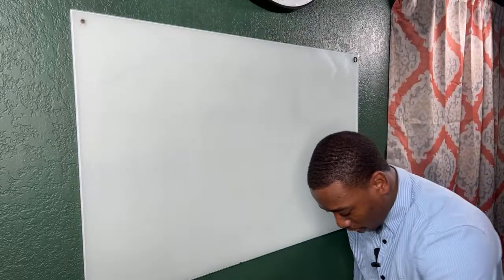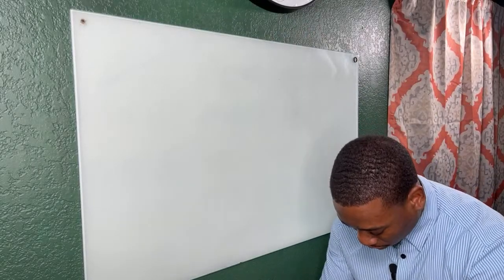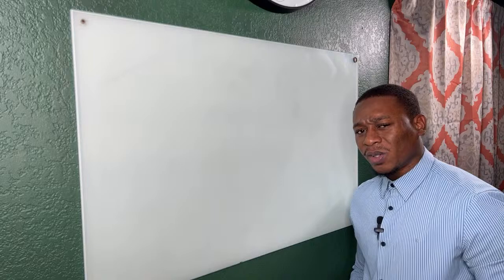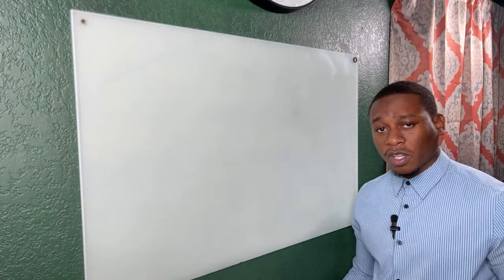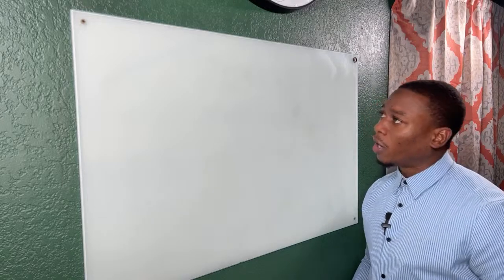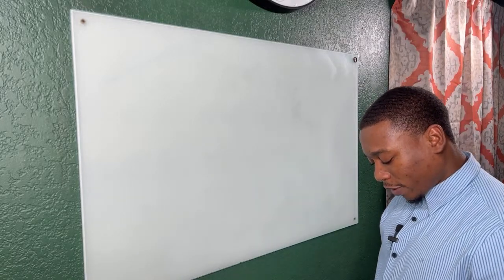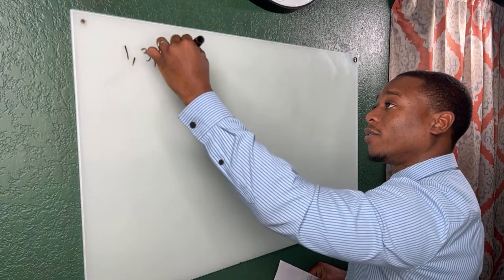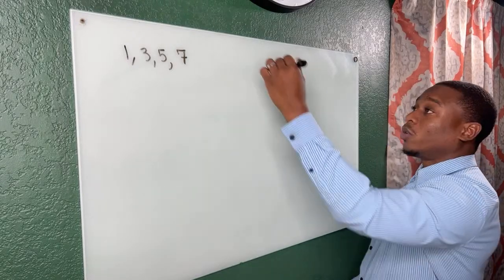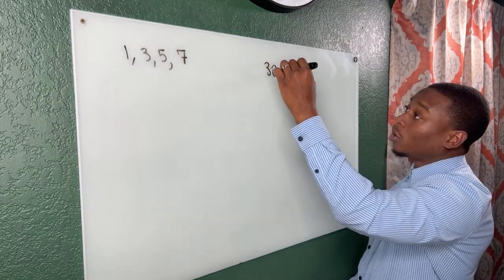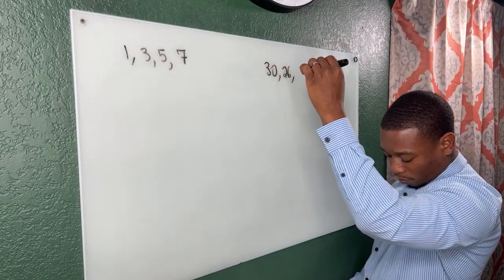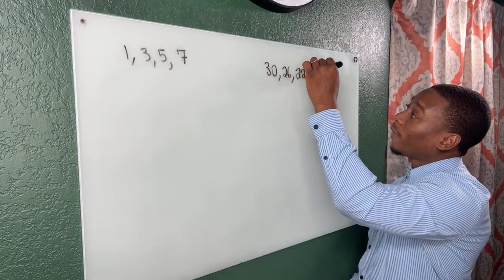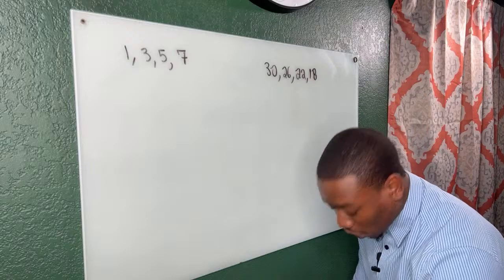All right, so the next problem, they gave us basically a sequence, and they want us to find a specific term. And we're going to be doing a lot more videos on arithmetic sequences and geometric sequences coming up in the later part of February. So let's be on the lookout for that. So let's say they gave us these two sequences, 1, 3, 5, 7. All right, that's number 1. And the second one is something like 30, 26, 22, and 18.